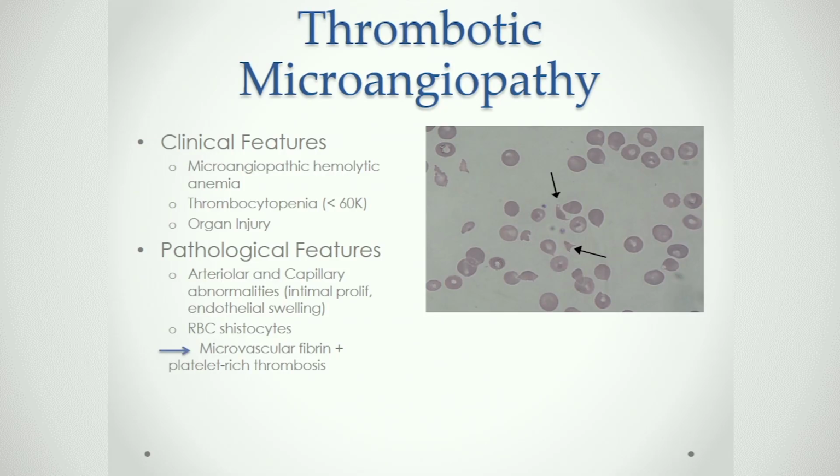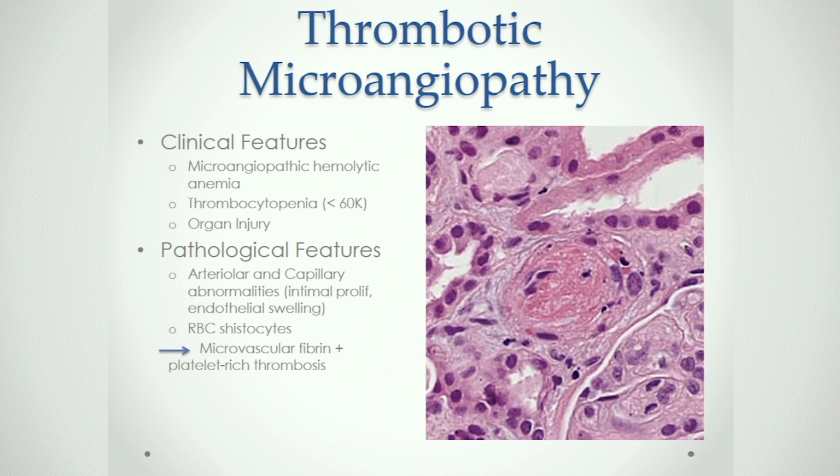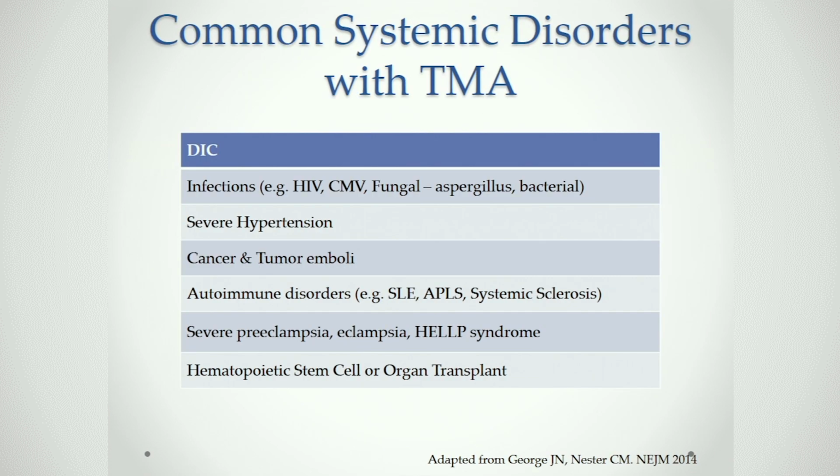So she had clear thrombotic microangiopathy, where she had microangiopathic hemolytic anemia, thrombocytopenia, and associated organ injury. The pathologic features that we normally see with this include arteriolar and capillary abnormalities, specifically intimal proliferation and endothelial swelling. The schistocytes that then get lodged in there lead to a microvascular fibrin and platelet-rich thrombosis. And this is an example of how her kidney would have looked if we had biopsied her.